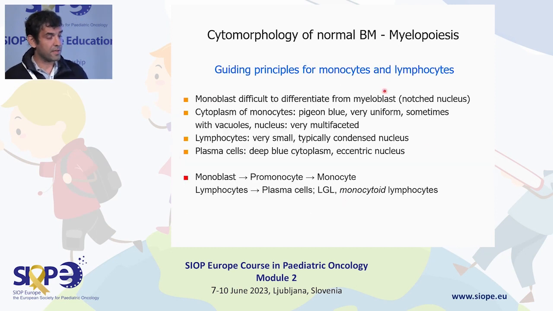Then a few words on the monocytes and lymphocytes. The monoblasts, which are the youngest cells here, are usually very difficult to differentiate from the myeloblasts. I will show you the pictures afterwards, but the cytoplasm can help you. Usually the cytoplasm of monocytes is blue or gray, very uniform, and sometimes you see vacuoles. Very importantly, the nucleus is very multifaceted. It can have very different pictures. Lymphocytes, I think, are known by everyone: very small cells with a condensed nucleus.